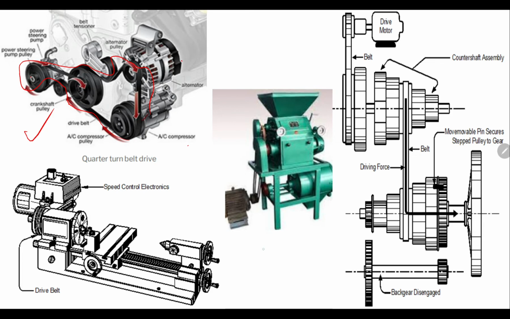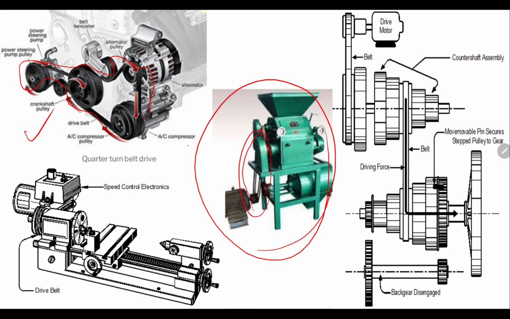You will see another application in the case of a floor mill, how the belt is connected here. Then the application of belt drive that you will see in the lathe. In the case of a lathe also we will see the belt drive location here. The power is transmitted from the electric motor to the spindle.